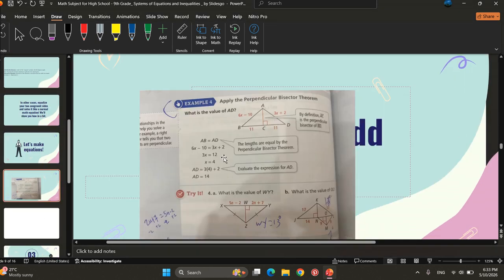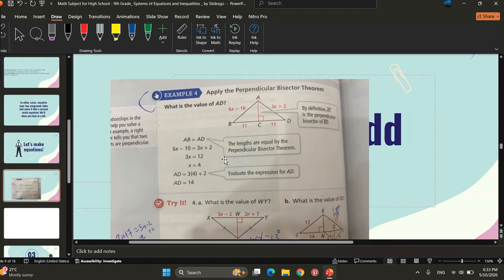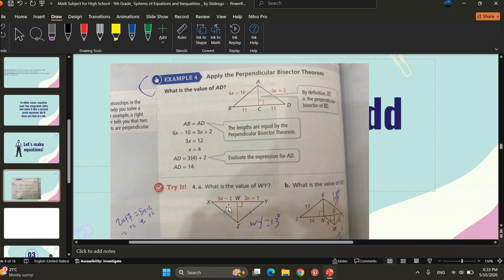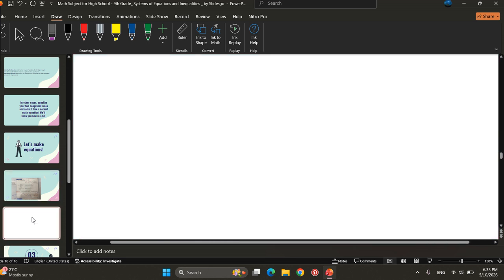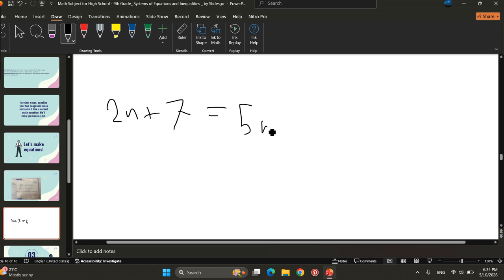Okay, the first one, it says, what is the value of WY? You might be wondering, how am I supposed to find this? It's simpler than you think. You just have to equalize the WY, which is 2n plus 7, with your other side, which is 5n minus 2. Now that's all you have to do, because those 2 sides, they're congruent, they're equal.